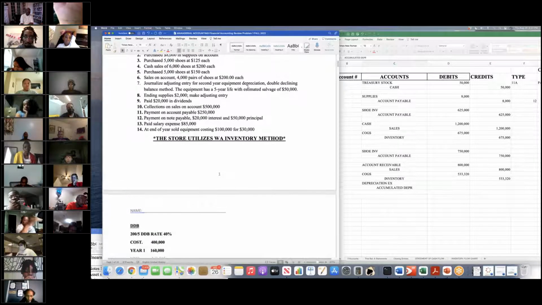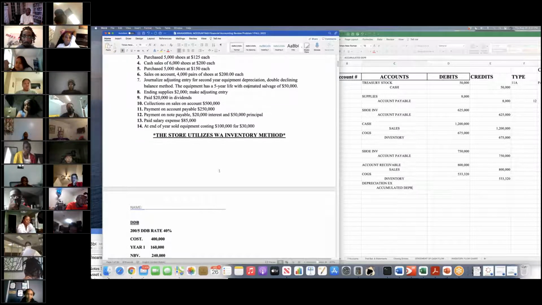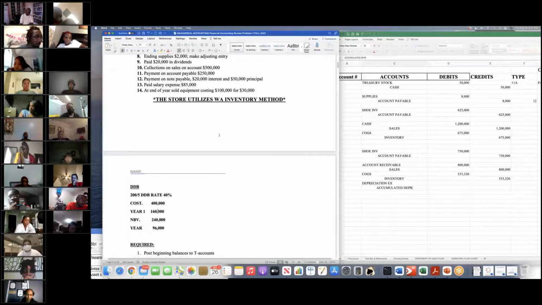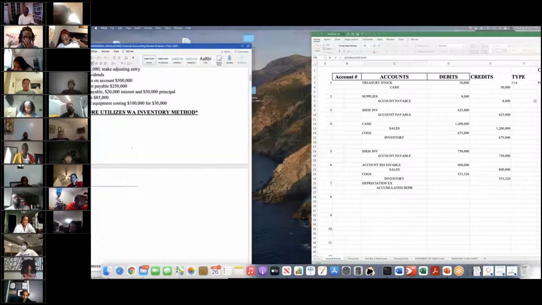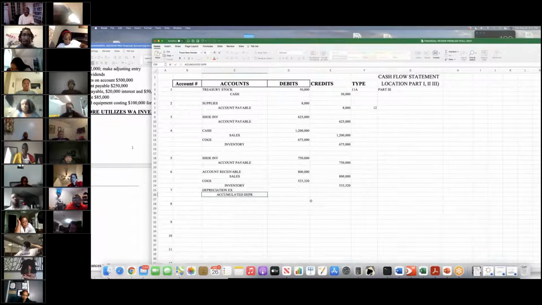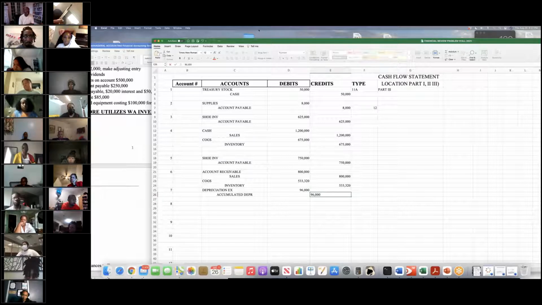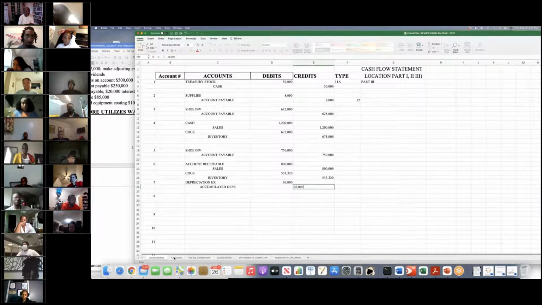But if we're using straight line, then the amount would be the same each year. With declining balance, we do a large amount, then in year 2, the amount goes down. So when we get ready for the journal entry, it's going to be 96,000. And we've got to post it. We always have to post these journal entries.